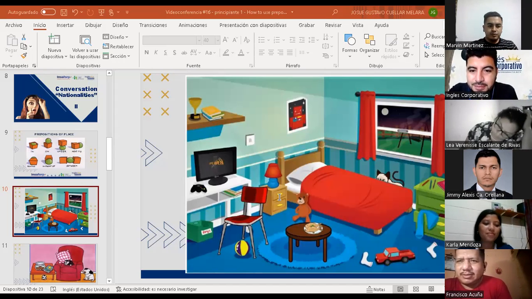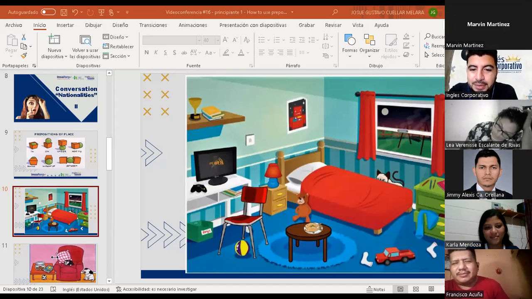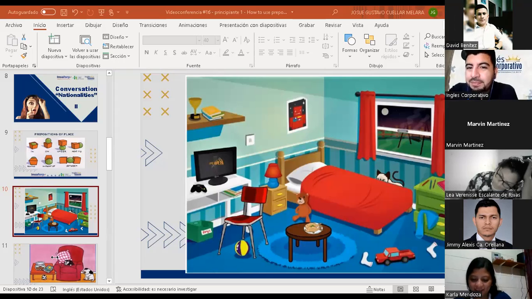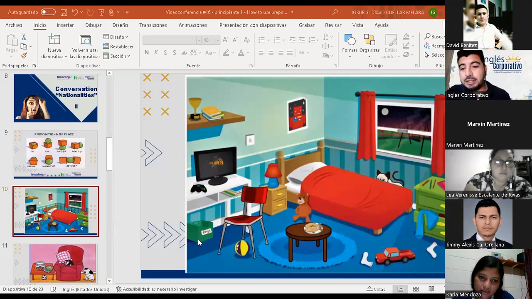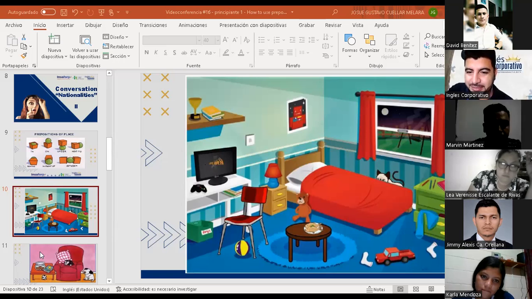One moment. No problem. Bien, le voy a poner otra, pues. Okay, David, ready? The toy box is under the desk. Yes, the toy box is under the desk. Very nice. Thank you. Bien, le voy a poner otra más fácil.